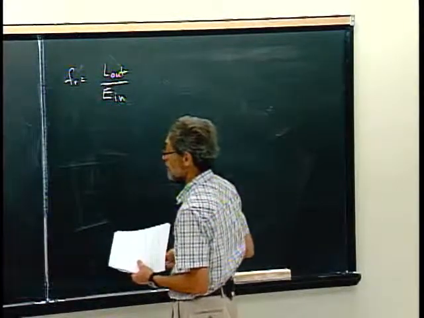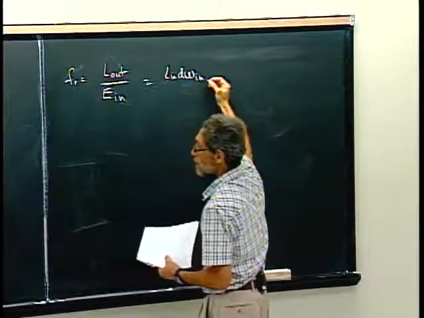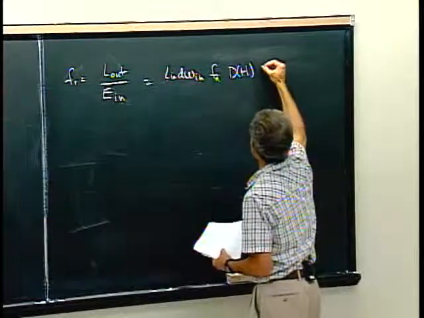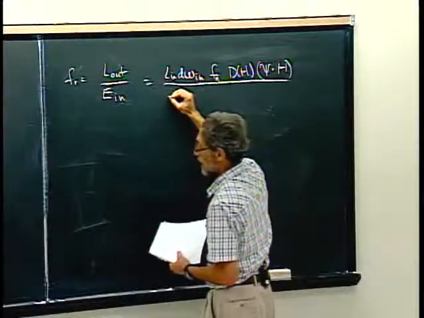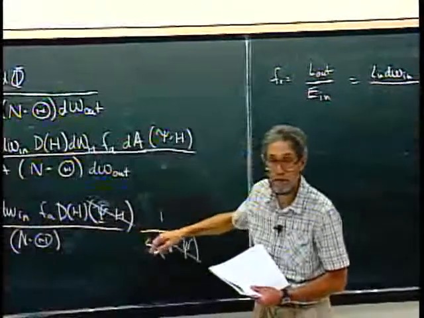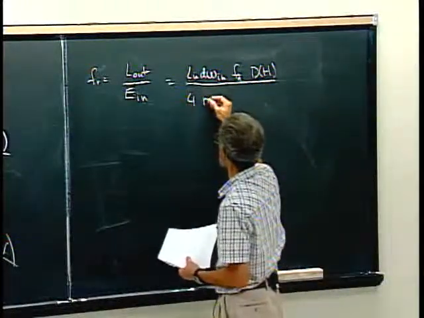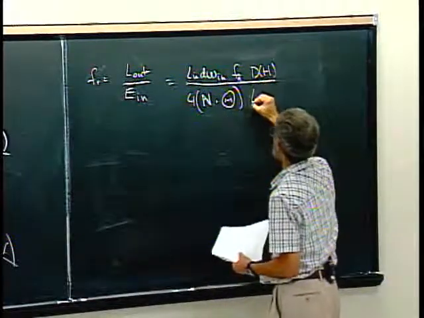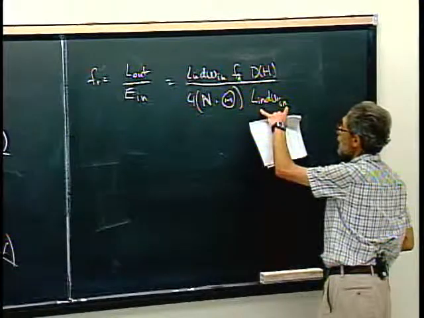So that means I have, let me copy from the other board, L in d omega in times F A dH psi dot h. And then over here in the denominator I have, oh, I see, I can cancel this, right? This one is here, to go back a board, and this one is here, so I don't need that psi dot h after all, because it cancels with the 1 in the denominator. And then I have 4 n dot theta. And now I have to divide by E in, which is L in d omega in. Right, that's the flux in per unit area normal to the beam.